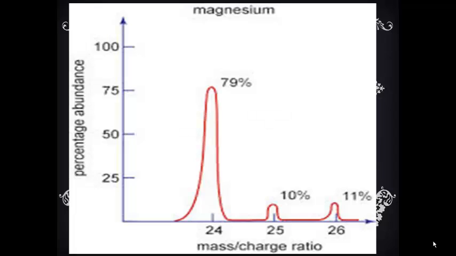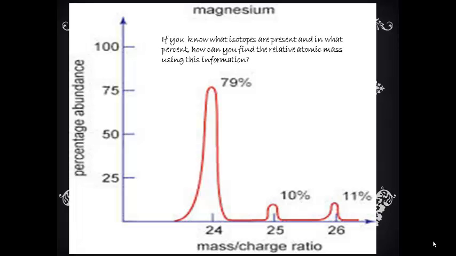Here's another sample. It's magnesium. You see the majority of it, 79%, is at 24. That means its mass is 24. You have one at 25, 10%, and a little higher, 11%, at 26. So how can we find the average relative atomic mass using this? It's pretty basic, like finding your class average of a class.